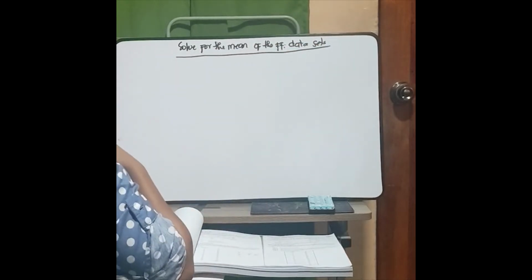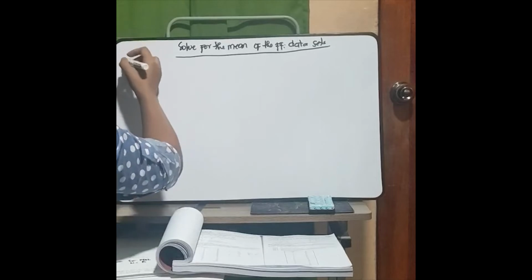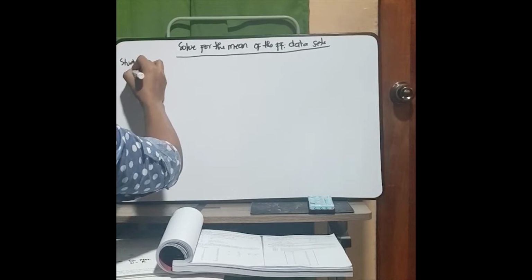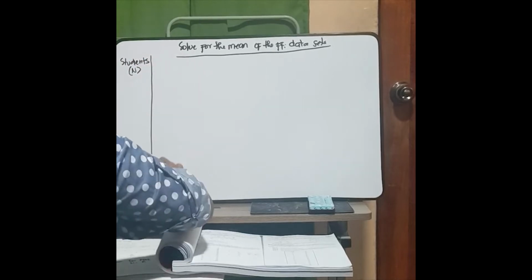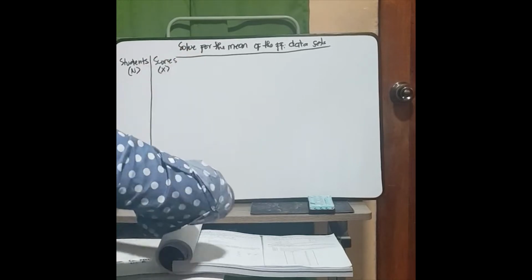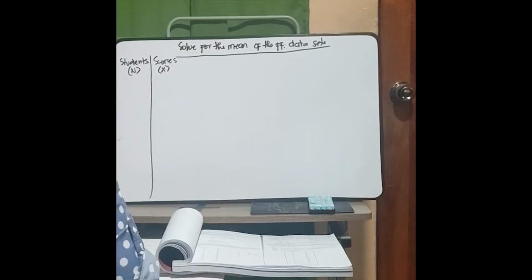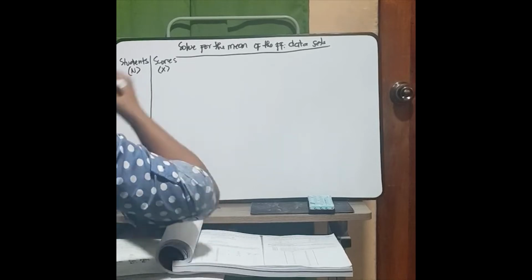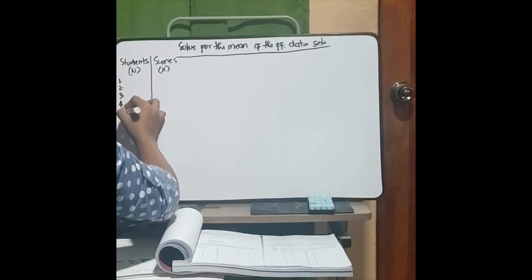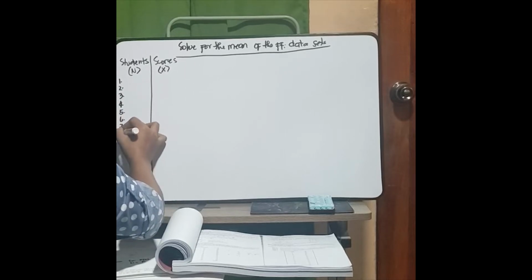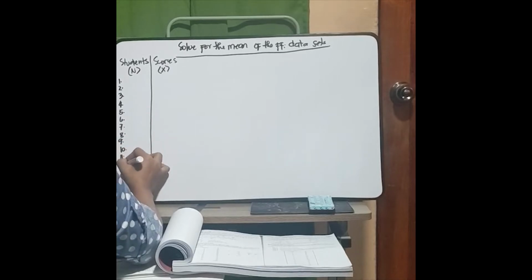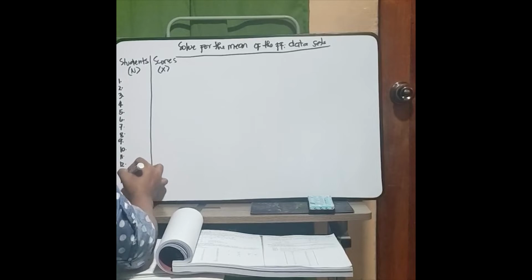First, what we're going to do is to list down all the data that we have. We have students as our n, and scores are x. Based on our data given, we have 15 students who responded: 1, 2, 3, 4, 5, 6, 7, 8, 9, 10, 11, 12, 13, 14, and 15.